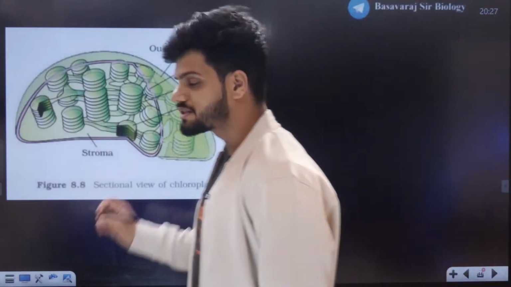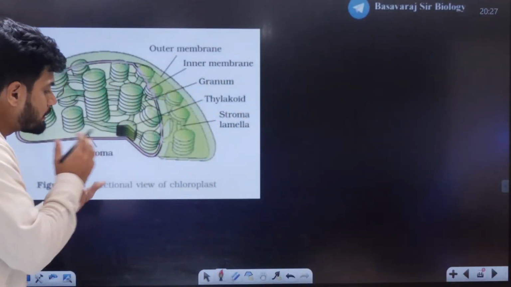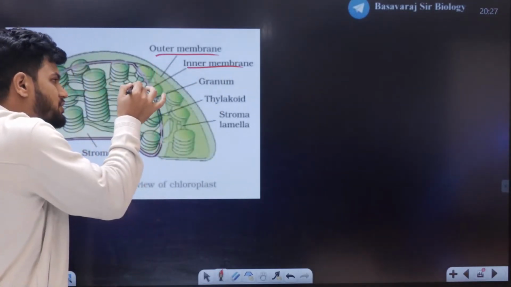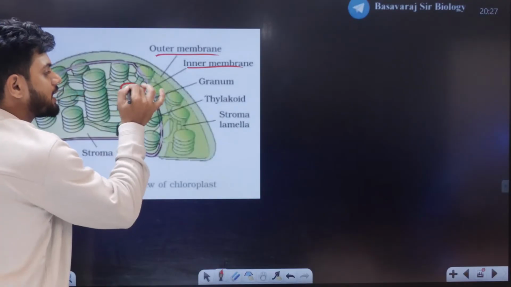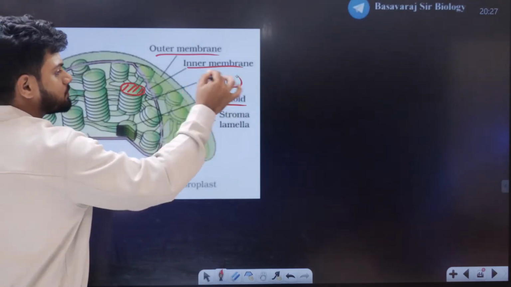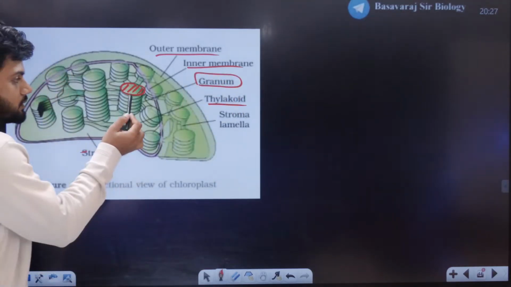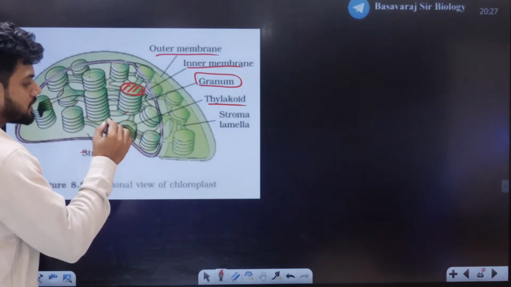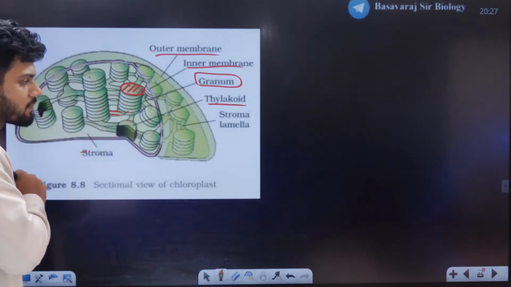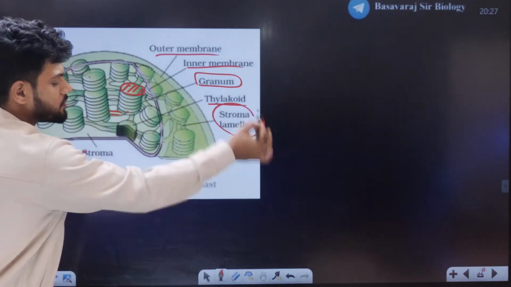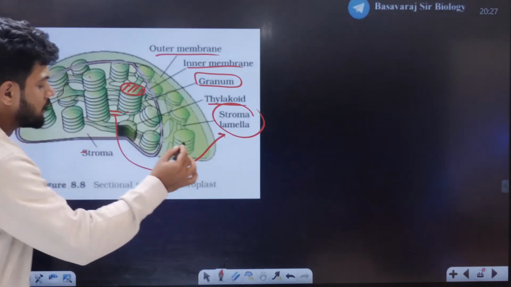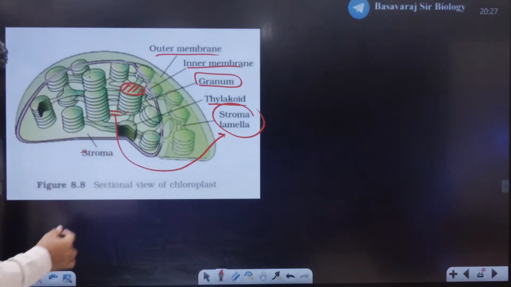Next, this is a chloroplast. Chloroplast is also a double membrane structure. Outer membrane, inner membrane, all of you can see. Here, each individual coin-like structure is called a thylakoid. The entire stack is called a granum. This granum and this granum are connected to each other, like holding hands. The hand is called the stroma lamella, the connecting link. The entire thing has a matrix called stroma.